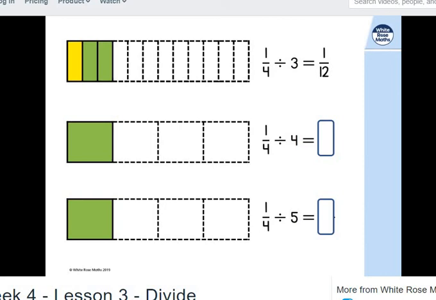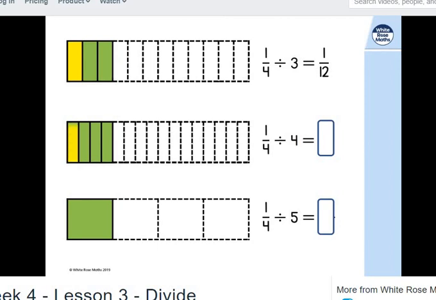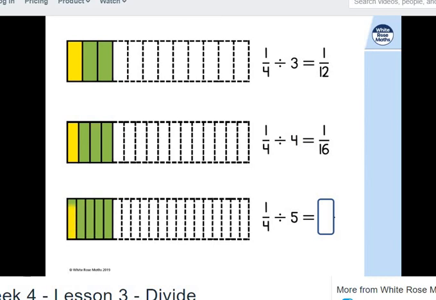What about the next one? Remember, divide by 4, 4 parts. So divide that quarter into 4 parts, and again, repeat the process for the other quarters. So of the whole, I want 1 of the parts, which is 1/16. And then, for the last one, 5 parts. I want this one. So if each quarter has been put into 5 parts, there would be 20 parts in total, which is 1/20.